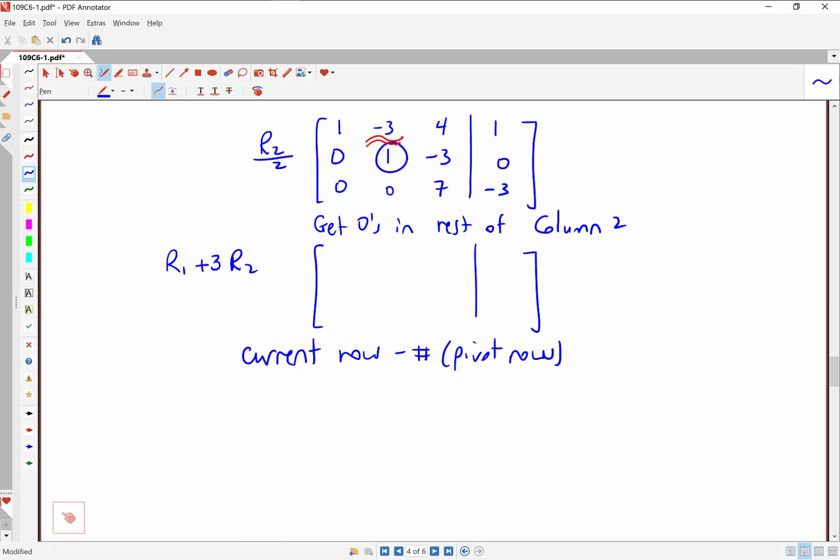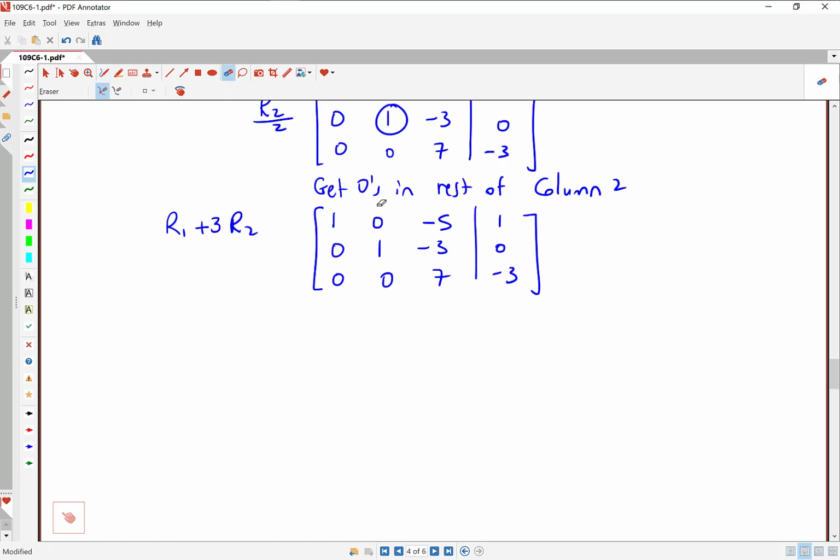All right, so let's try this. Row 1 plus 3 row 2 is going to give us 1, 0. In this position here, we're going to be going 4 minus 9 is a -5. And then 1 plus 0 is 1. So that's what we're getting for our top row there. And the other 2 rows are not changing. So pivot row is not changing and the bottom row is not changing because we've already got a 0 in that position. So no work required there. So at this point, the second column is now cleaned up and we're going to go ahead and work on the third column.